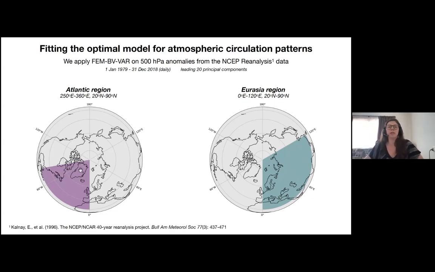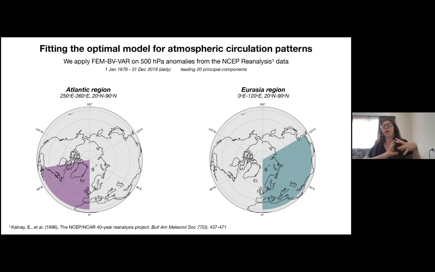The first study that I'll go with is the Atlantic one. So what we did was we got the 500 hectopascal anomalies from the NCEP reanalysis data. That goes from 1979 until 2018, and that's daily data. We wanted to apply the FEM-BV-VAR on those anomalies. So that's going to give us these anomalous pressure fields with some kind of circulation patterns.